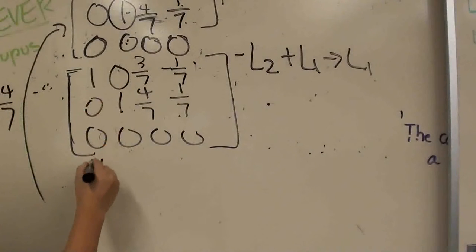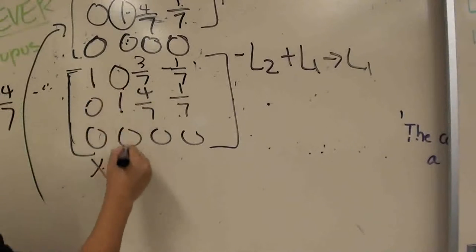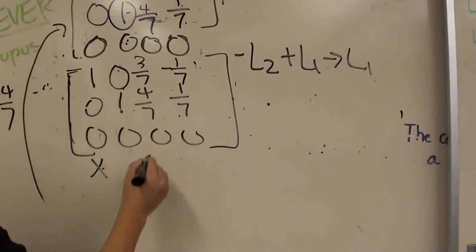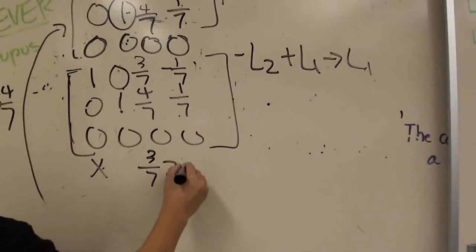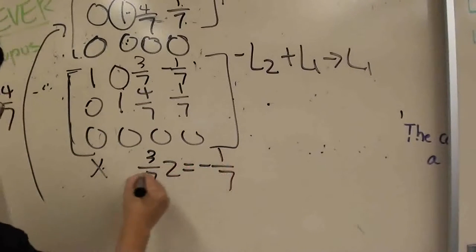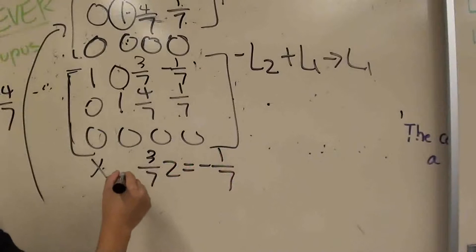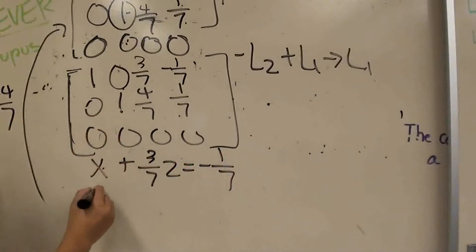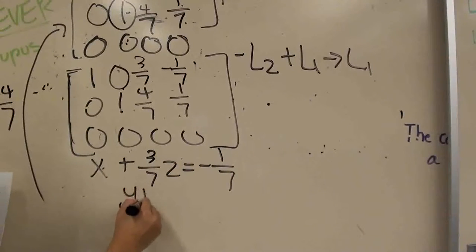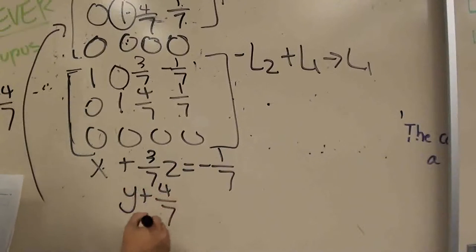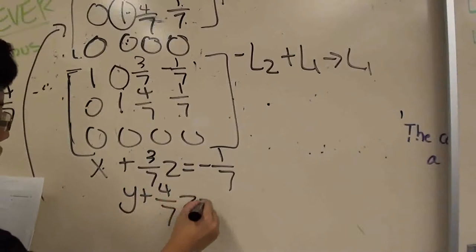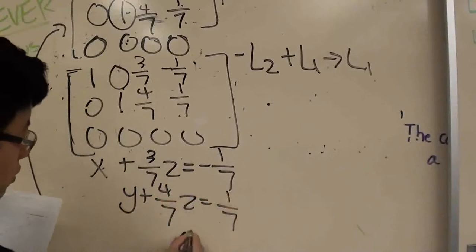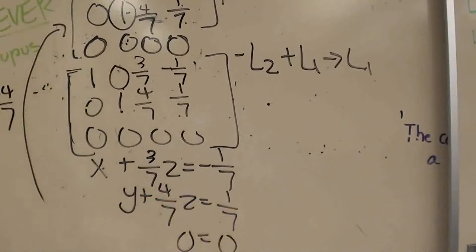Anyways, so insanity continues. But x and 0 is going to be nothing, so that's going to be 3, 7, z equals -1, 7. This is not cool. I'm going to be dealing with fractions. It's going to be y plus 4 over 7, z equals 1 over 7, and 0 equals 0. So hopefully it should be the same.